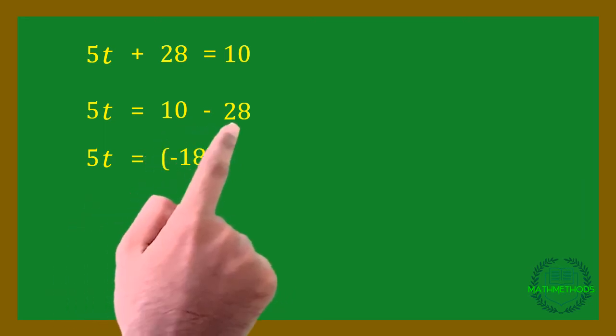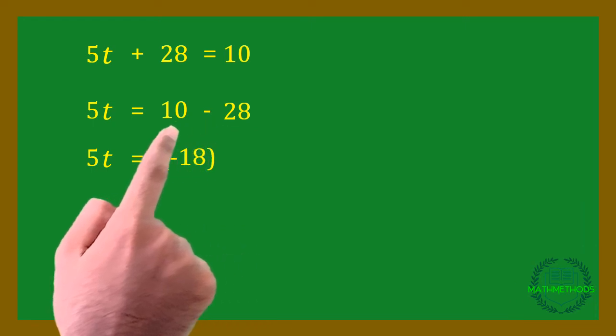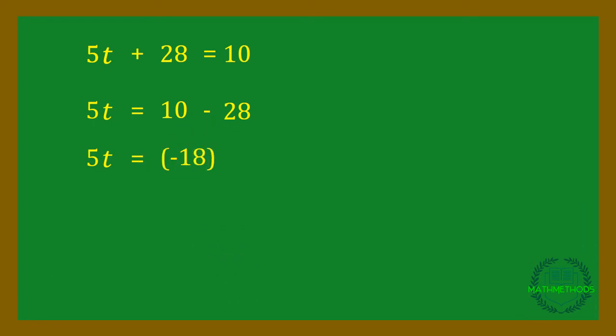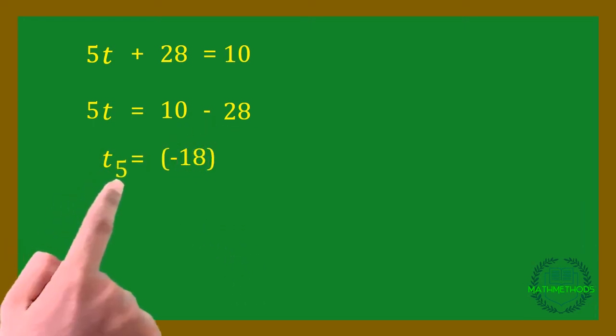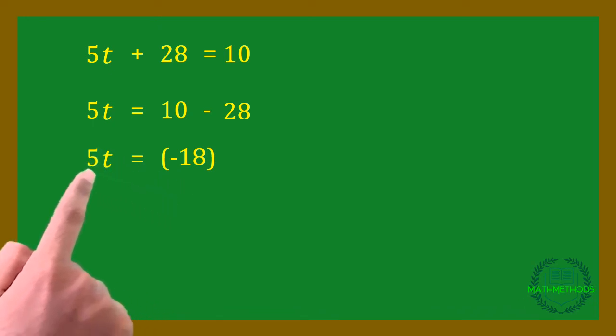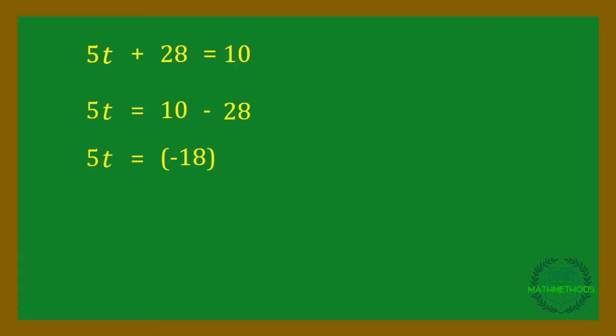After finishing with the additions and subtractions from the right hand side, now it's time to move the coefficient to the right hand side. As I said earlier, coefficient will always divide the right hand side. Thus we get t equals minus 18 upon 5. 18 is not divisible by 5. So this is the final answer.